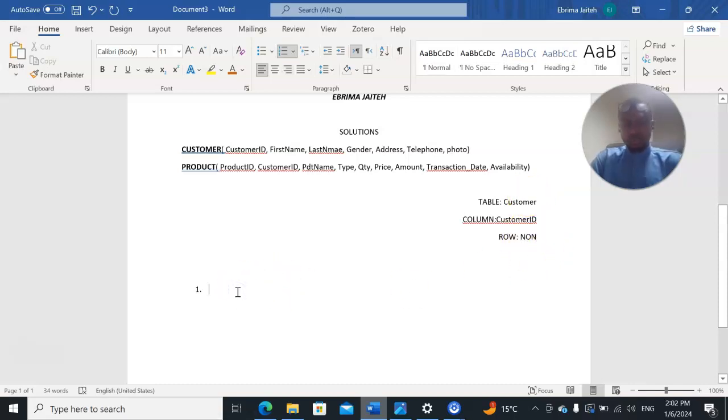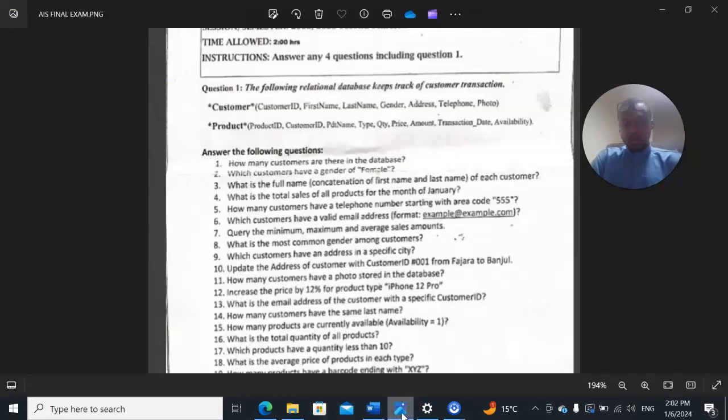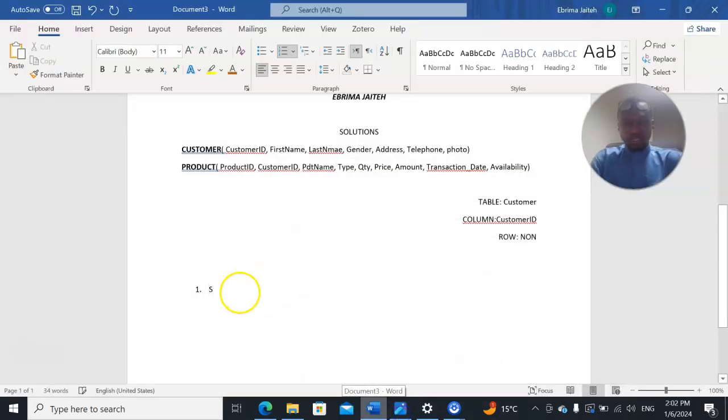So let's write the SQL query. Look at the question very well: how many customers are there in the database? So we are going to say SELECT. SELECT is an SQL command that is used to retrieve information from your database, to select information from your database, or to return information from your database. We use SELECT. Okay, so select what?